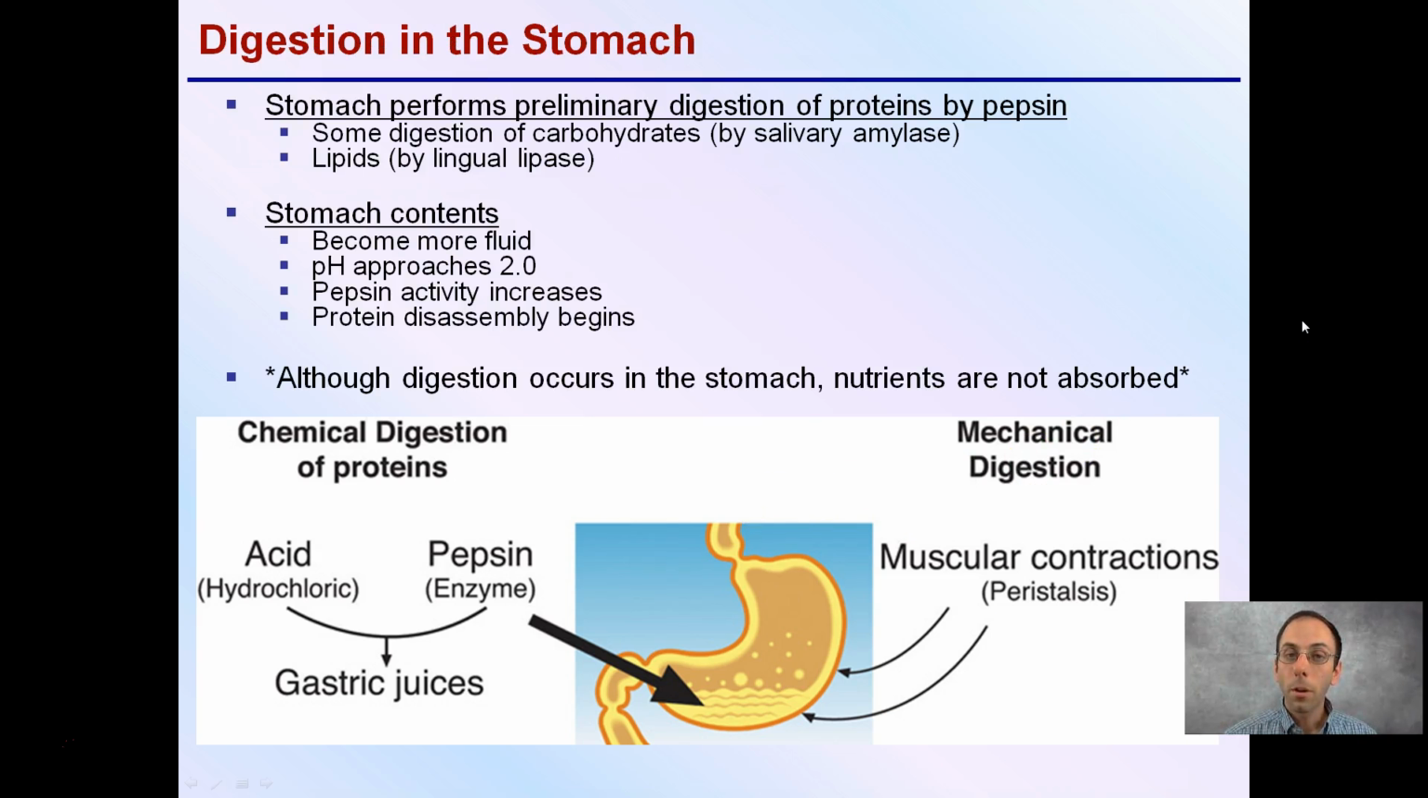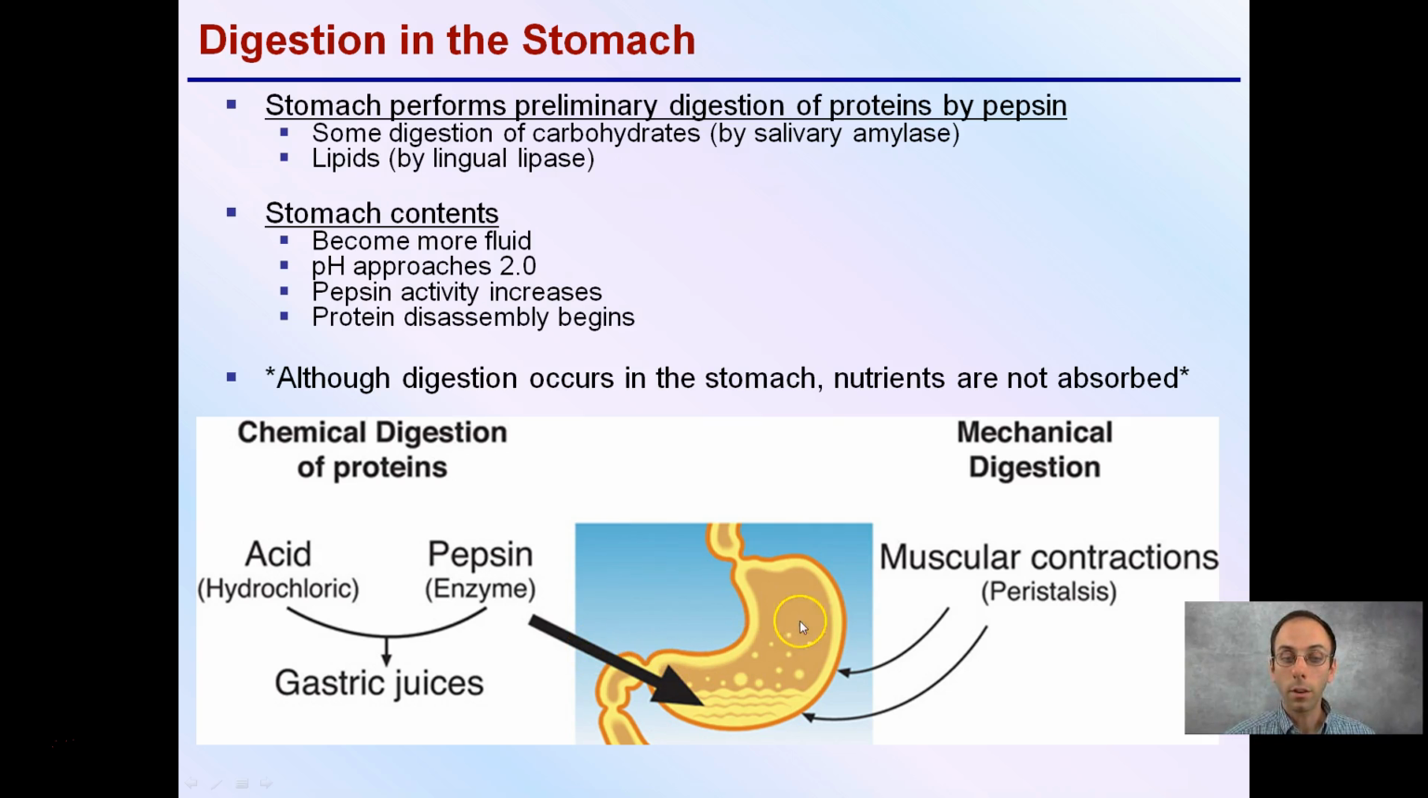The stomach performs primary digestion of proteins by pepsin. So some digestion of carbohydrates by salivary amylase and lipids by the lingual lipase is occurring. What's important about the stomach is that it becomes more fluid. Again, around about 2 liters a day of just hydrochloric acid. It's a low pH, around 2. Pepsin activity increases. So we may think of enzymes always working at a neutral pH, and that's not the case. Pepsinogen actually has improved activity at a more acidic range.